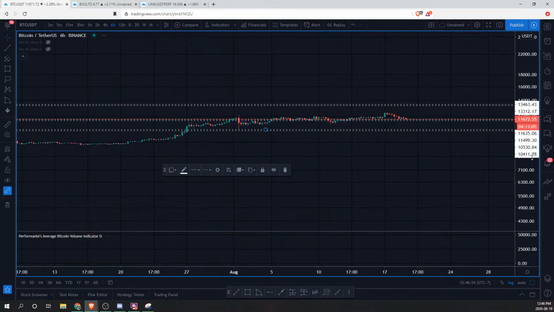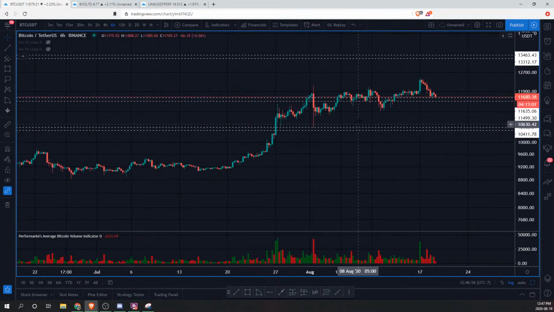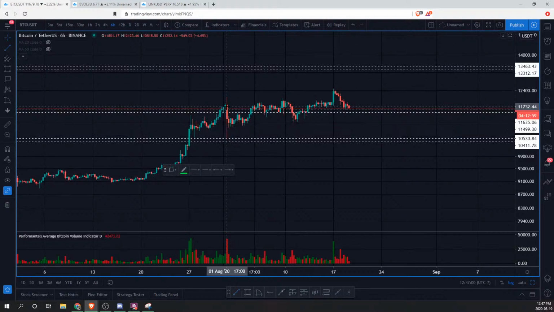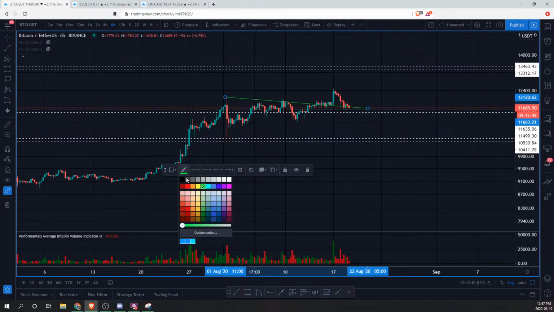So let's go on to a smaller time frame. And then we saw this squeeze appear here. Right there. So this is a little bit of a noisy situation we got here. Lots of consolidation.